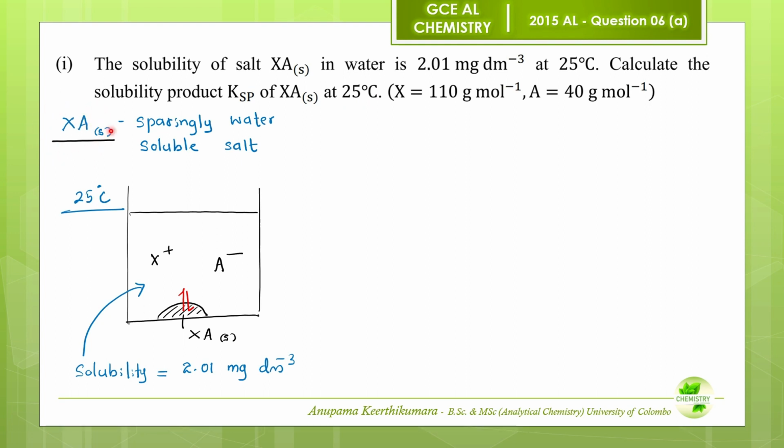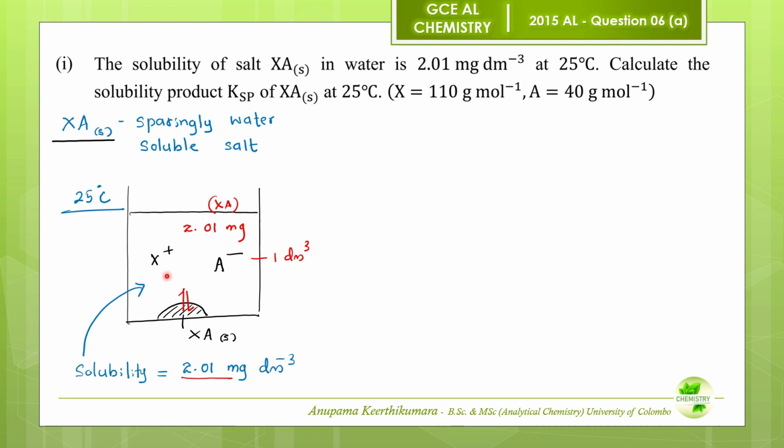Solid XA is a sparingly water-soluble salt. That means when XA is added to water, a very small quantity will be dissolved. At 25 degrees Celsius, when this solid XA is in equilibrium with its aqueous ions, the solubility of XA is 2.01 milligrams per cubic decimeter. This means 2.01 milligrams of this salt XA will be dissolved in 1 cubic decimeter of solution.